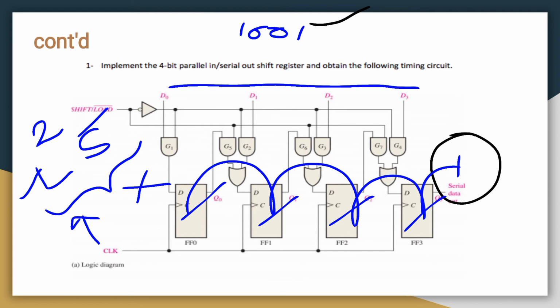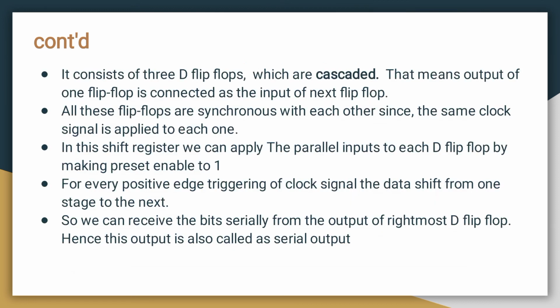So just take a look at what we studied in this. The first one, here we are going to use 4 D flip-flops, which are cascaded. That means the output of one flip-flop is connected as an input to the next one. We are going to use synchronous one. We are going to apply the clock.